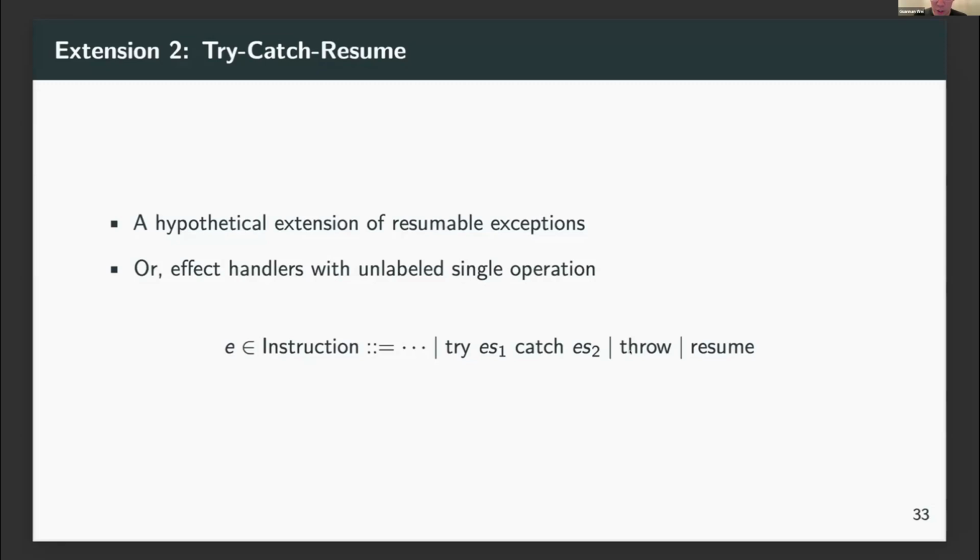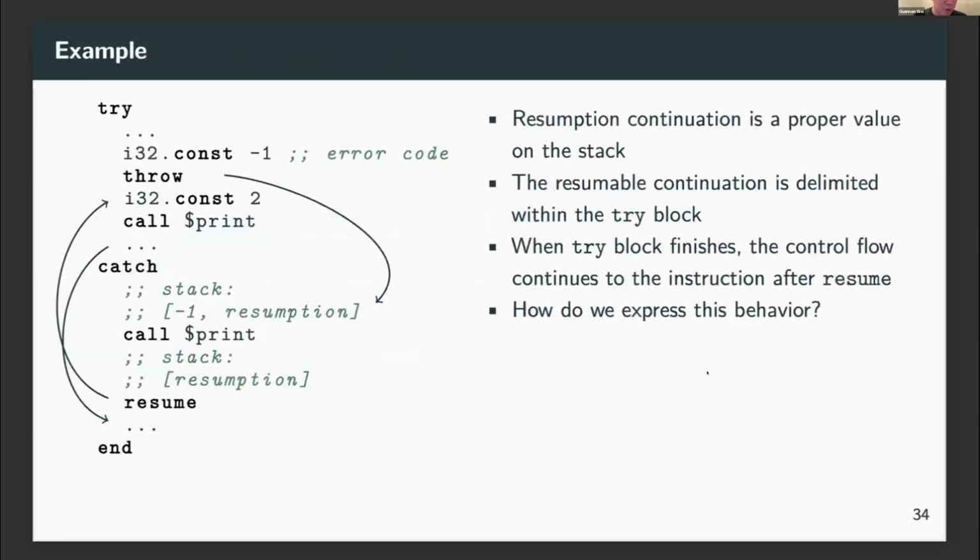And we have two additional instructions, throw and resume. To give an example here, we can see we have this try-catch block, and inside of the try block, we have a throw instruction. The throw instruction will transfer execution to the catch block. And we'll also put two values on top of the stack. One is the error value, another one is a resumption.